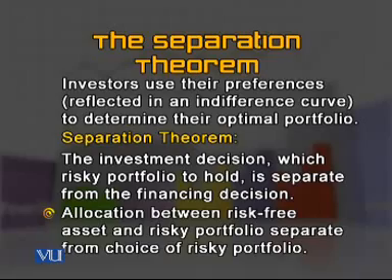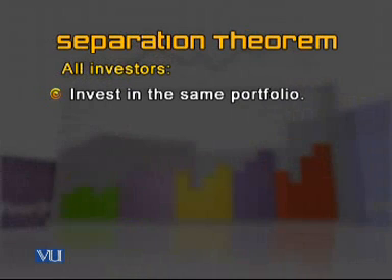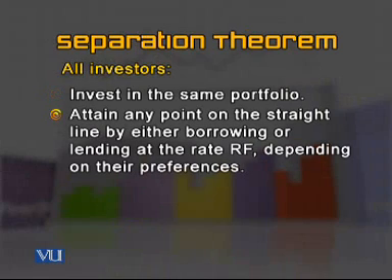So the separation theorem focuses on determining the optimal portfolio for each individual and their preferences. The theorem will then separate the decisions between risky portfolios and the others. All investors in this theorem will understandably be investing in the same portfolio. They'll also be attaining at any given point of time a straight line by either borrowing or lending at the risk-free rate, depending on their preferences.